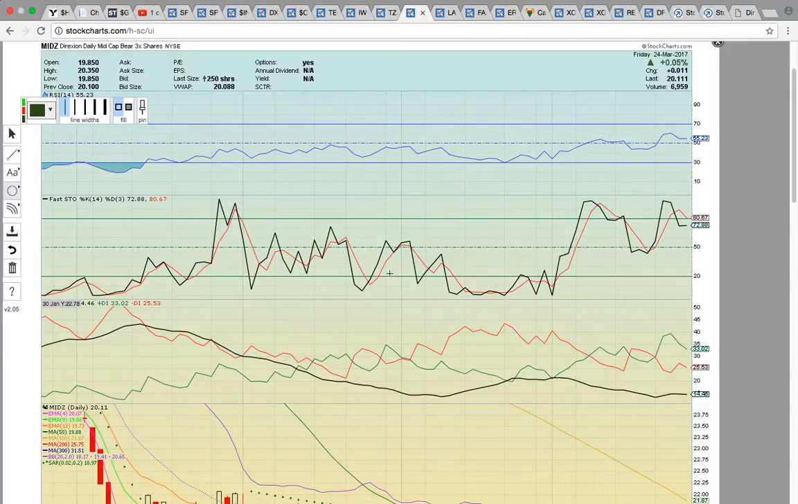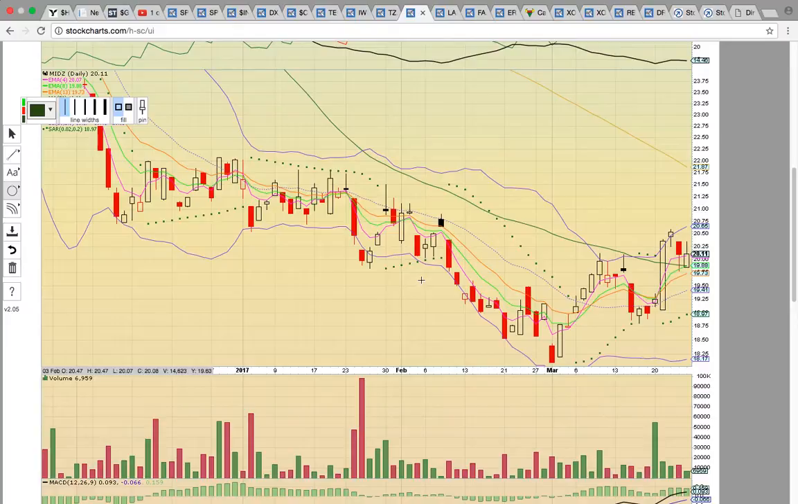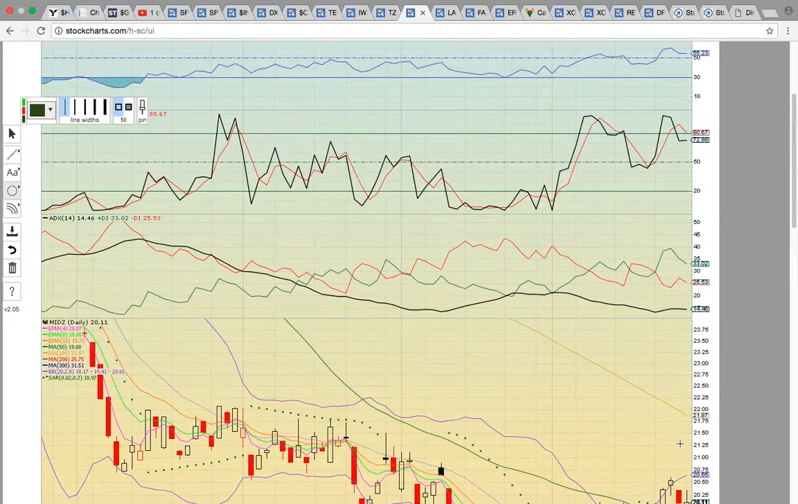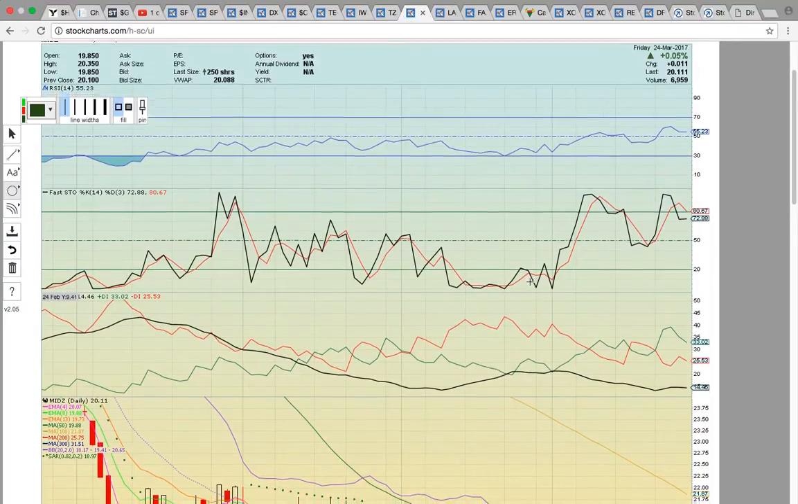Okay, let's look at the mid cap bear 3 times. This is ticker symbol MIDZ. Okay, this is a really thinly traded stock. Look, it's got hardly any volume to it. This is an ETF here. Some of these ETFs you have to watch out for. You don't want to trade the thinly traded ETFs because they could be very illiquid. But I want to show you this just so you can see what's happening on the chart.